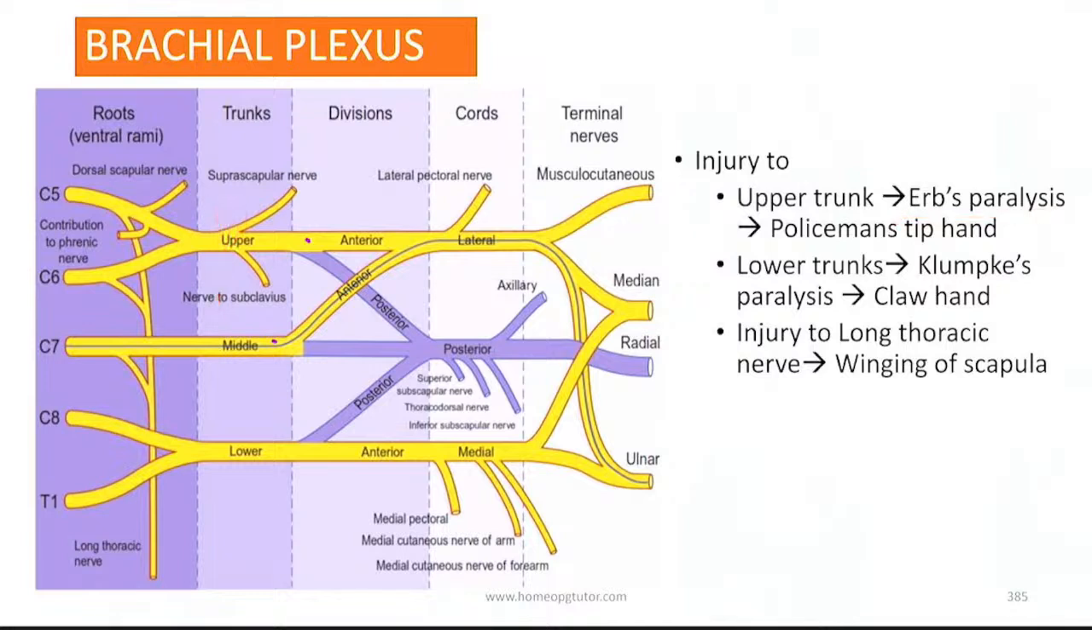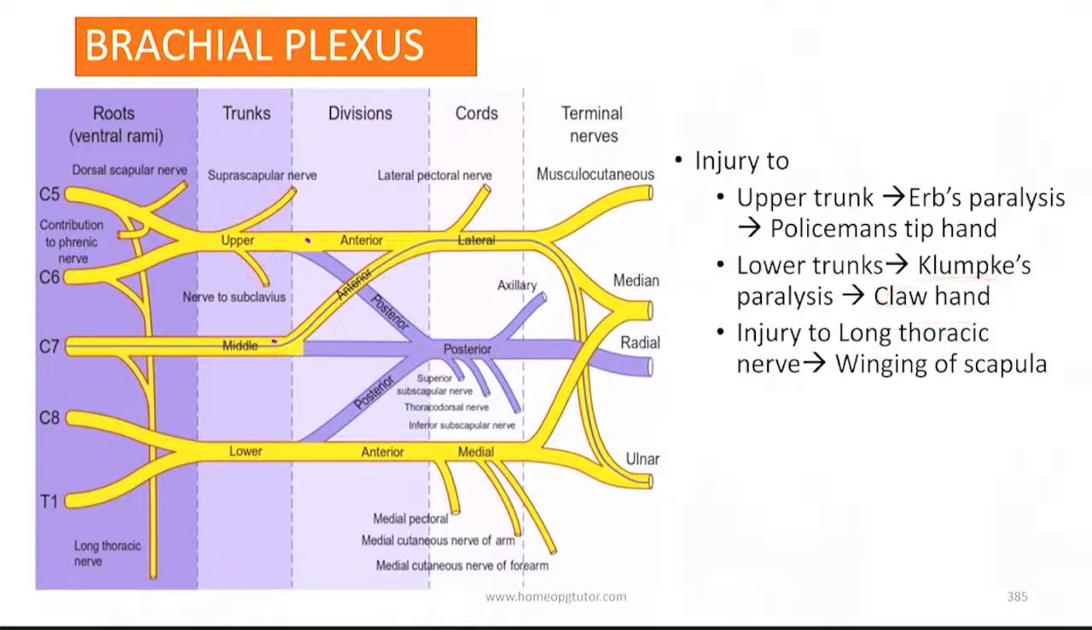Next one, lower trunk. Any injury to the lower trunk will lead to paralysis of the ulnar nerve and also the median nerve, leading to Klumpke's paralysis, and the deformity is called claw hand.